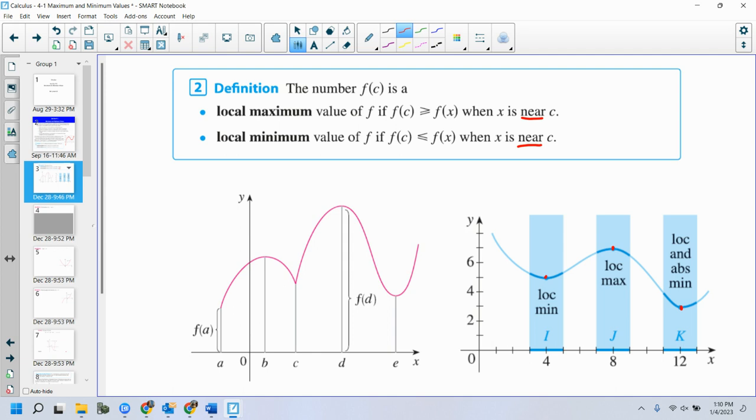If it's an endpoint on a closed interval, so let's assume that this is a closed interval, okay? Let's assume that those are closed dots. An endpoint can be an absolute maximum or minimum, but it cannot be a local maximum or minimum. Let me repeat that. An endpoint on a closed interval can be an absolute maximum or minimum, but it cannot be a local maximum or minimum.